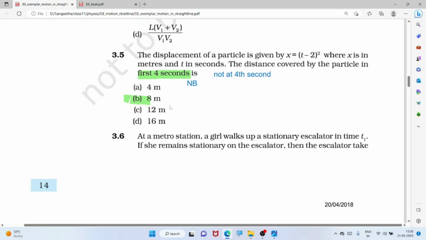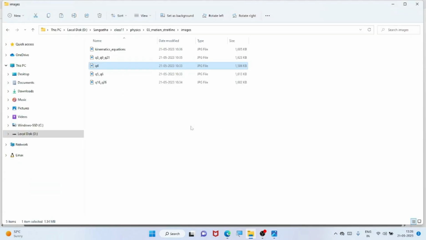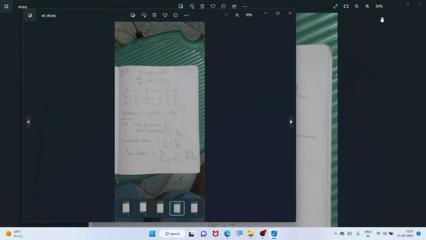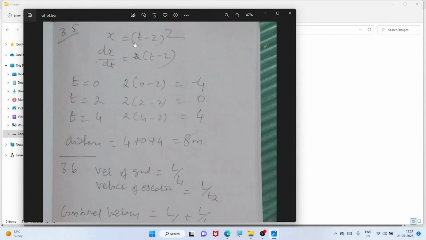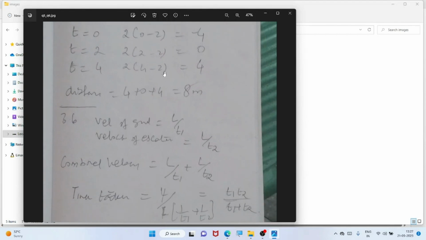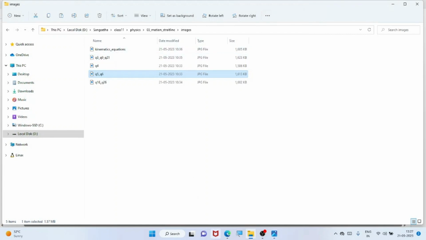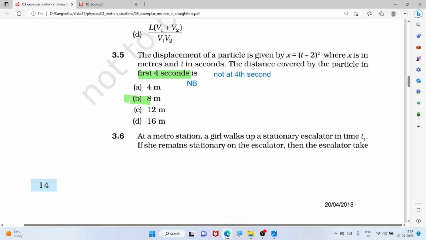So we will see how much it covers. So this is the thing, we are differentiating that displacement equation. So 2 into t minus 2 power 1. Okay, at t equal to 0 we will get minus 4. So the total from minus 4 to plus 4 is 8 meters. So that is why you have to understand, they are asking for the first 4 seconds, not at the 4th second. So 8 meters, minus 4 to plus 4, 8 meters.